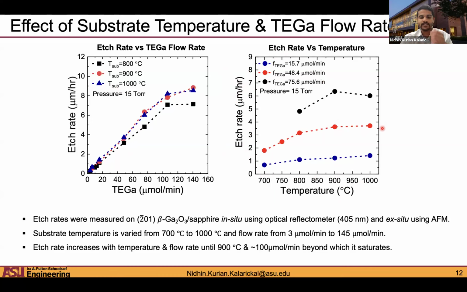But the important thing to understand is that the TEGa flow rate is a good control, right? You can essentially use that to control the etch rate. So it's a good knob to vary the etch rate from a low value if you require, or to a high value if you need that for the specific process.